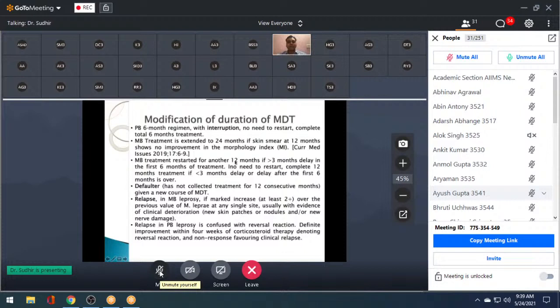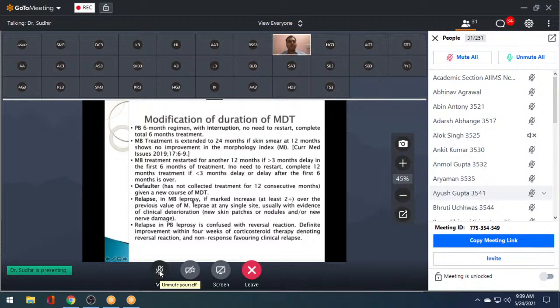Multibacillary treatment is restarted for another 12 months if there is more than 3 months delay in the past 6 months of treatment. Yes. In multibacillary, if you have interrupted for more than 3 months, then you have to give another 12 months therapy. Then defaulter, that means they have not collected treatment for 12 consecutive months. They are given a new course of MDT. The patient has to come and collect the treatment, the blister packs. If they have not collected for 12 consecutive months, then they have to be given a new course of MDT.